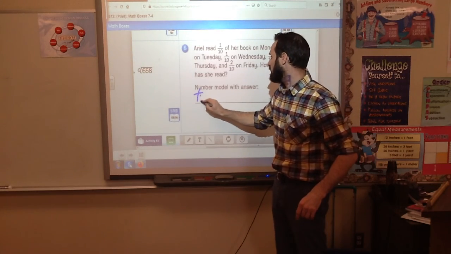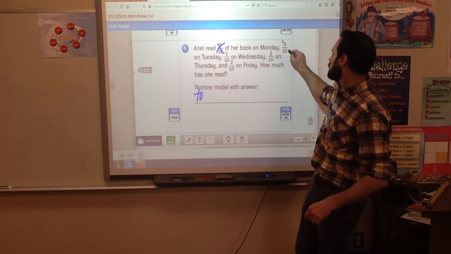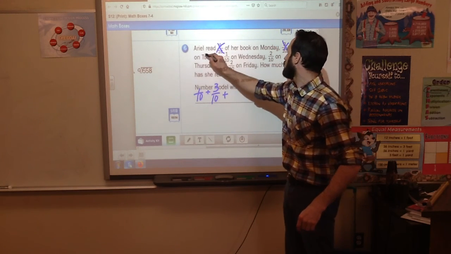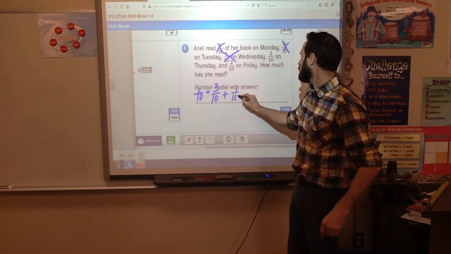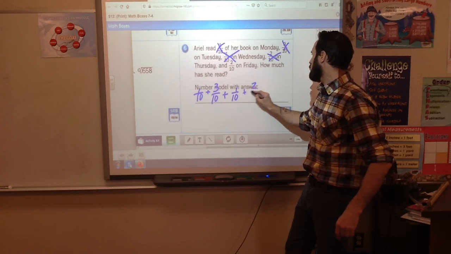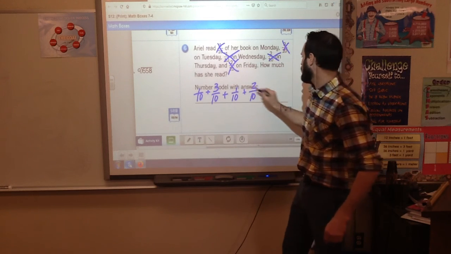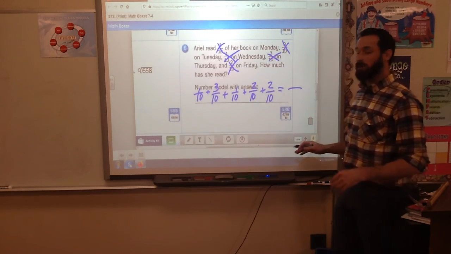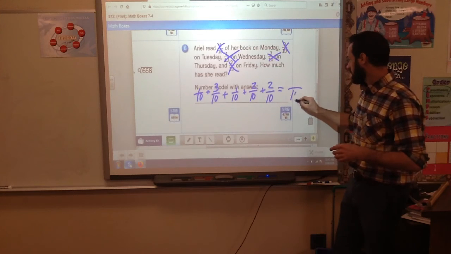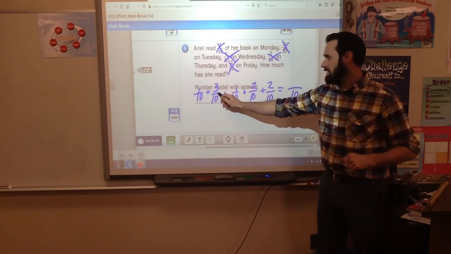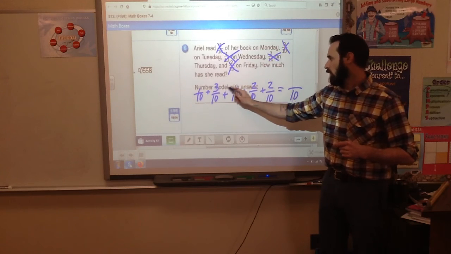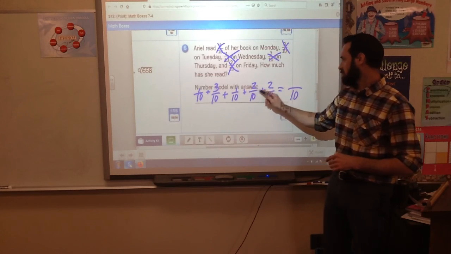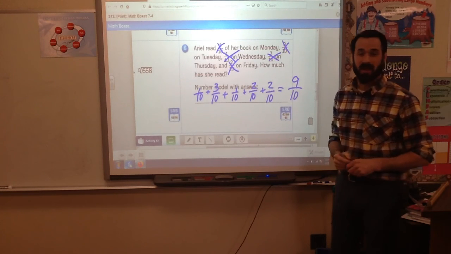Number model, 1/10 of a book, got that one. 3/10 on Tuesday. 1/10 on Wednesday. 2/10 on Thursday. And 2/10 on Friday. When your denominators are common or alike, you can just keep those the same. We're going to have tenths. 1 and 3, 4, 4 plus 1, 5, 5 plus 2, 7, 7 plus 2, 9. Should have ended up with 9/10.